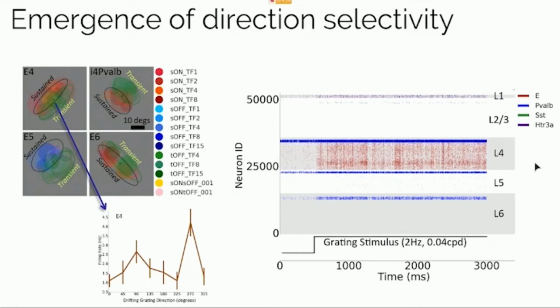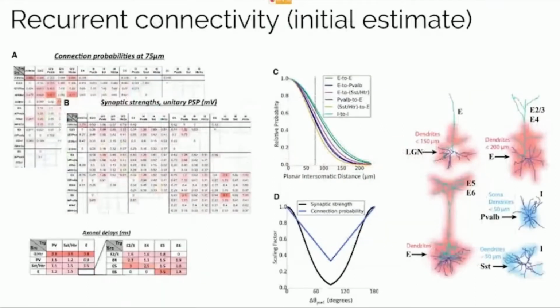To test the outcome of this procedure, the authors carried out simulations of the entire V1 network, but without recurrent connections, using drifting grating stimuli, and indeed individual neurons were found to be direction selective using this connectivity scheme, which you can see an example of in the bottom left. That was the feed-forward or bottom-up connectivity.